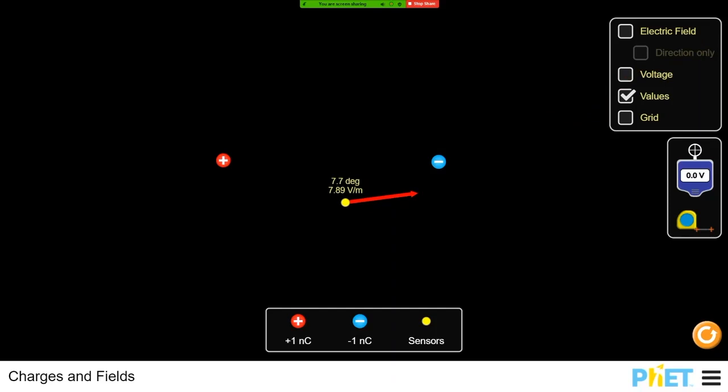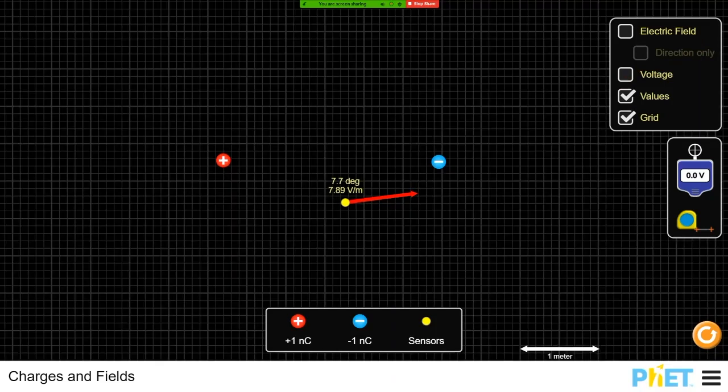So the next is the grid lines. These grid lines are a 10 centimeter grid. Each of these small boxes is 10 centimeters by 10 centimeters. So you could align your charges very nearly perfectly on those grids and be able to make pretty precise measurements without too much difficulty.